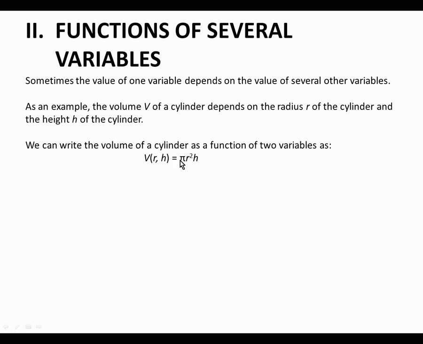Now, pi is not a variable, it's a constant. Your calculator has a built-in value of pi. You should always use it unless you're told not to. So here's a function of 2 variables. You've got to give me R, you've got to give me H. You have to give them in that order. So notice R comes first, then H.